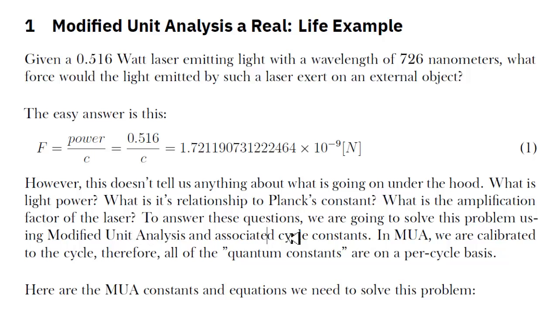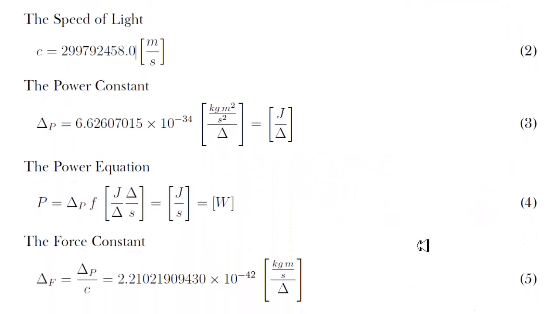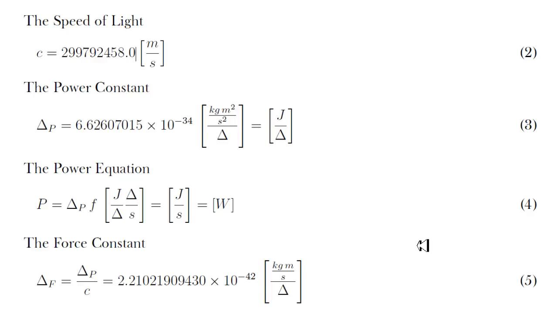So to answer these questions, we're going to solve this problem using modified unit analysis and the associated cycle constants and equations that I just showed you. Okay, so in MUA, we are calibrated to the cycle, and therefore all the quantum constants are on a per cycle basis. Okay, so next we're going to talk about the constants that we need to solve the laser problem.